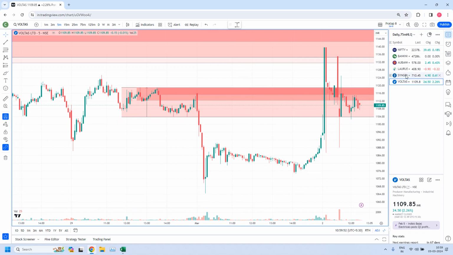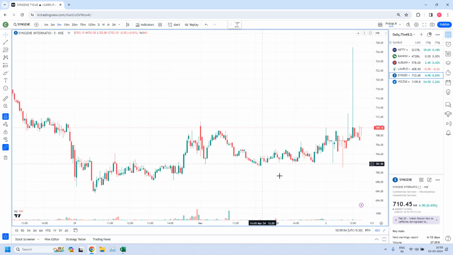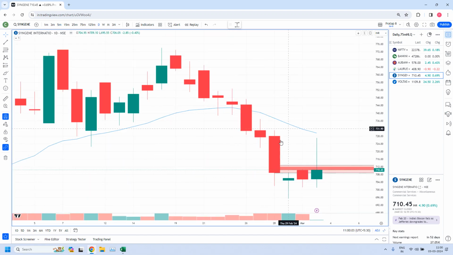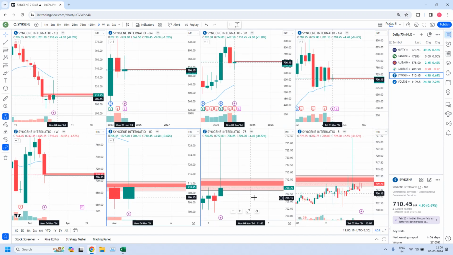And the next one is Syngene International. Look into this. This is a 75-minute zone, but I'm looking from the daily time frame point of view. So this zone was violated yesterday. Why was it violated? Because earlier this zone was already tested. Let us look into that.